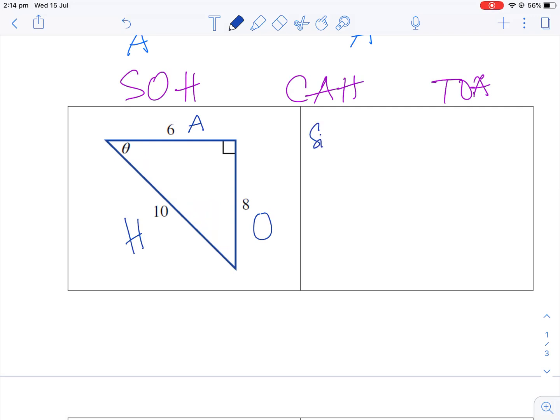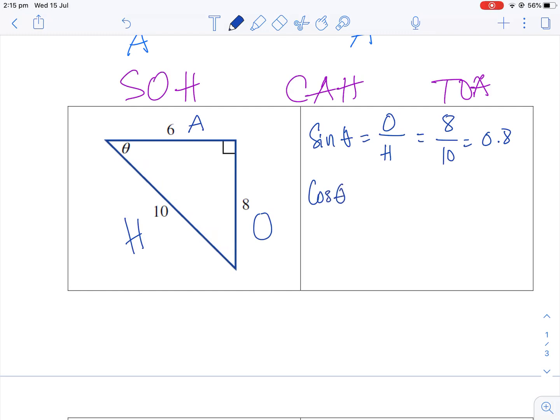Now let's write down sine of theta equals SO, right? So sine equals opposite divided by hypotenuse. So you just write that down, equals opposite divided by hypotenuse, and substitute the value of opposite, which is 8, and the hypotenuse is 10. So it equals 8 over 10, which is 0.8.